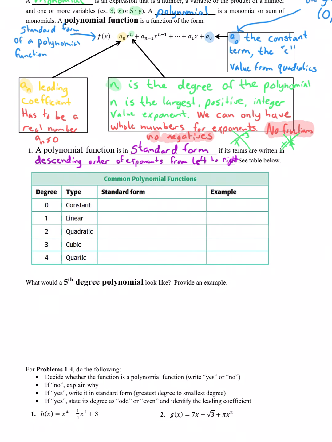So first, if we start with a constant term, that's going to be a degree 0. And typically the constant term would just be like a sub 0. An example of that would just be any number, like 4. There's a constant term.